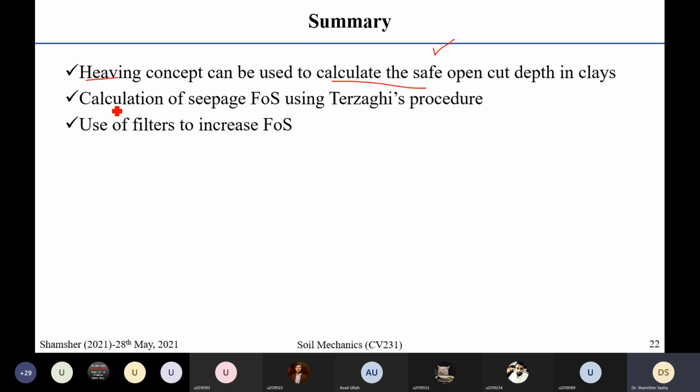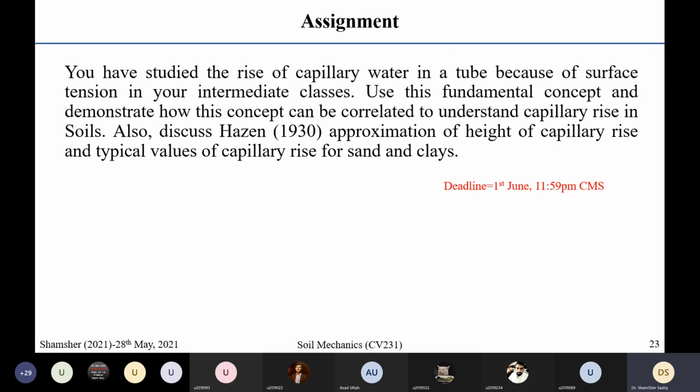Then we learn why we need to have the filter, because we want to prevent the heaving or the piping or the sand boiling failure. And we learn how to calculate the factor of safety if we have the filter, and then by hit and trial we calculated D1, the depth of the filter, to meet the design requirement. Then we learned the PSD curve and how to select the material for the filter.